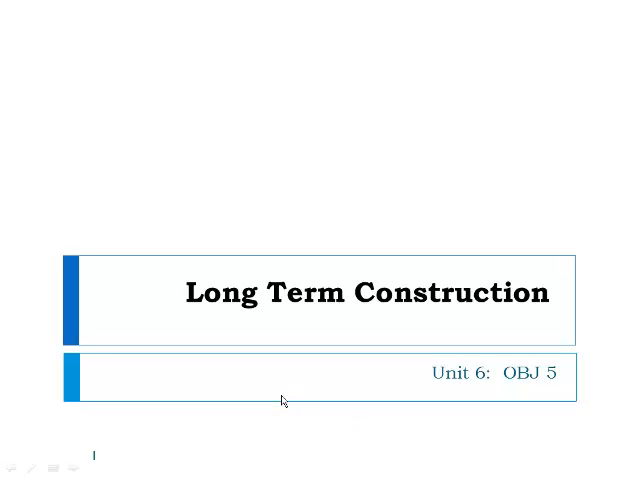Welcome to Objective 5 in Unit 6 of Accounting 3310. We're going to continue our discussion of long-term construction revenue recognition.